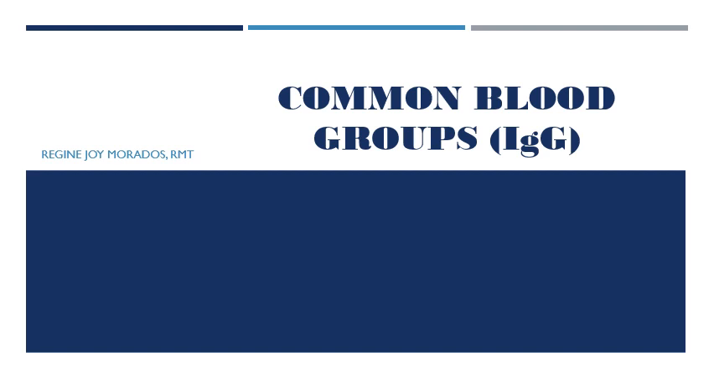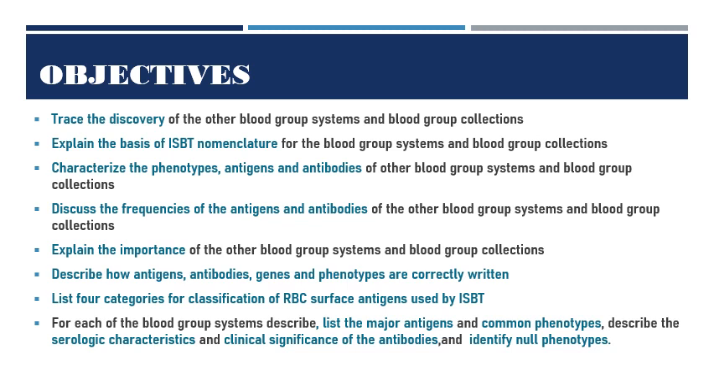For this week, we will discuss the common blood groups. At the end of this week, students are able to trace the discovery of the other blood group systems and the blood group collections, explain the basis of ISBT nomenclature for the blood group systems and the blood group collections, and characterize the phenotypes, antigens, and antibodies of other blood group systems and blood group collections.